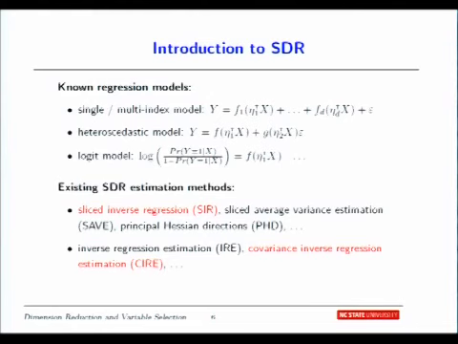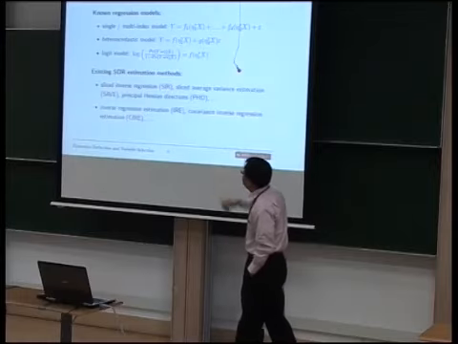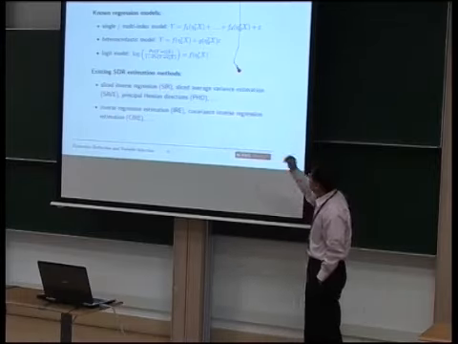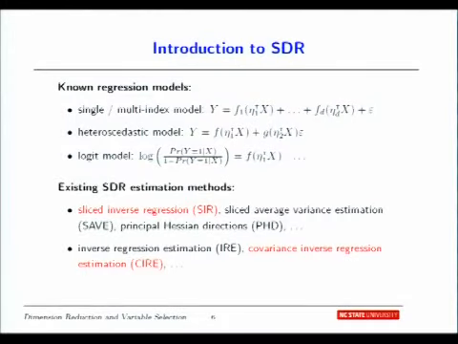We can also deal with the categorical response. So for example, for the logistic regression, in the last case, the central subspace is spanned by eta 1. And there have been a lot of dimension reduction estimators proposed to estimate the central subspace. Examples include the famous and long-standing slice inverse regression, and later on the slice average variance estimation, principal Hessian directions, etc. And later on, a little bit more recent proposals, including inverse regression estimation, etc.